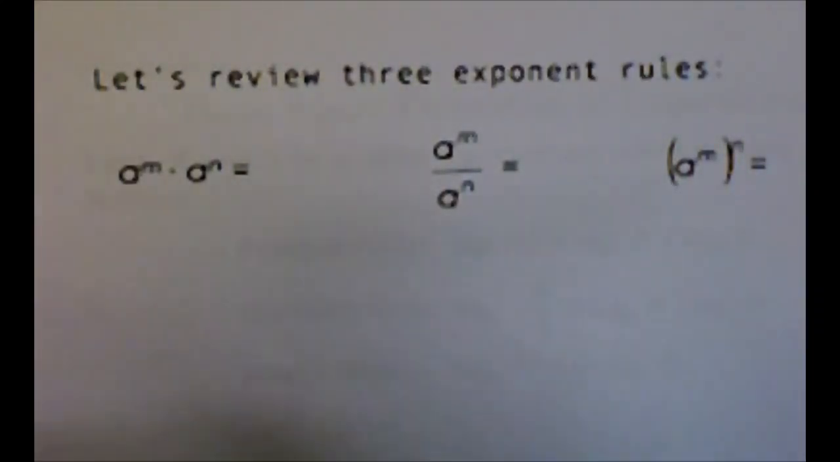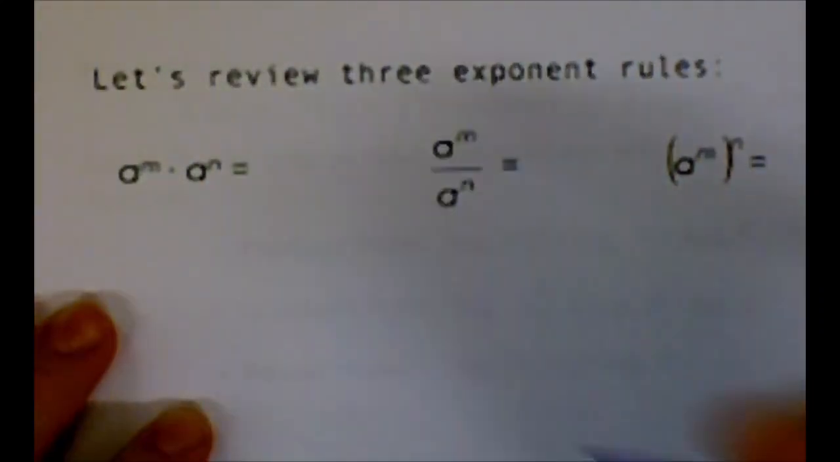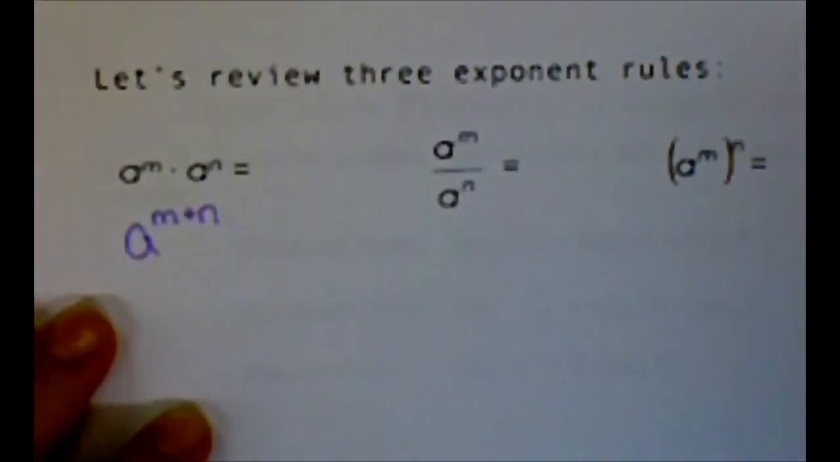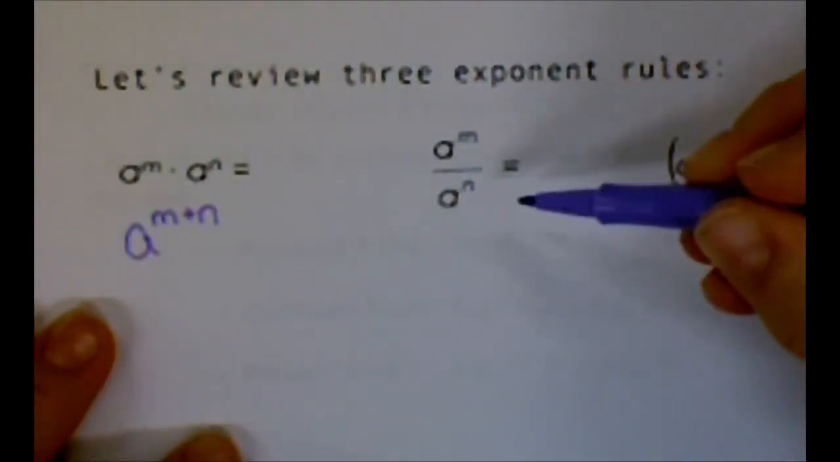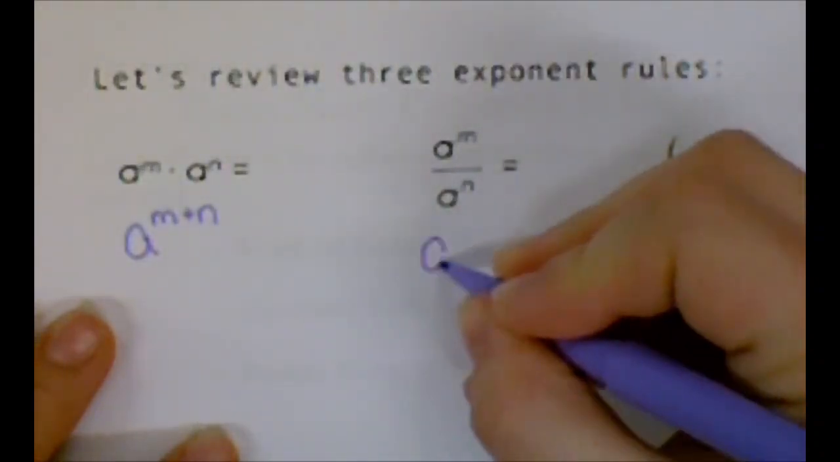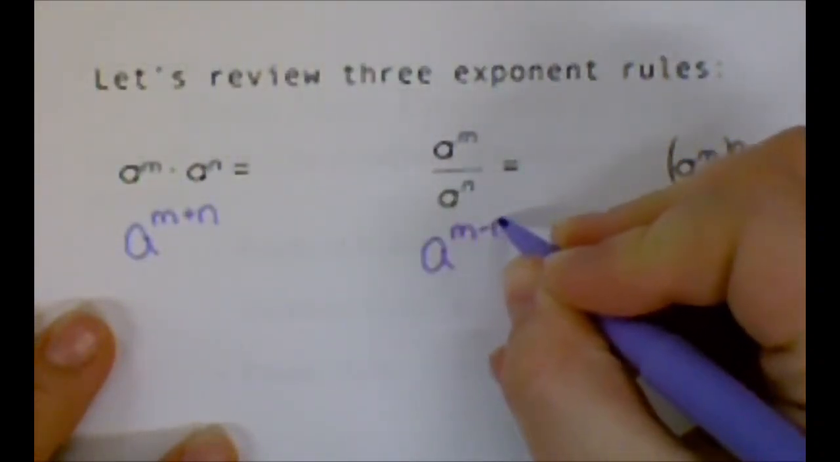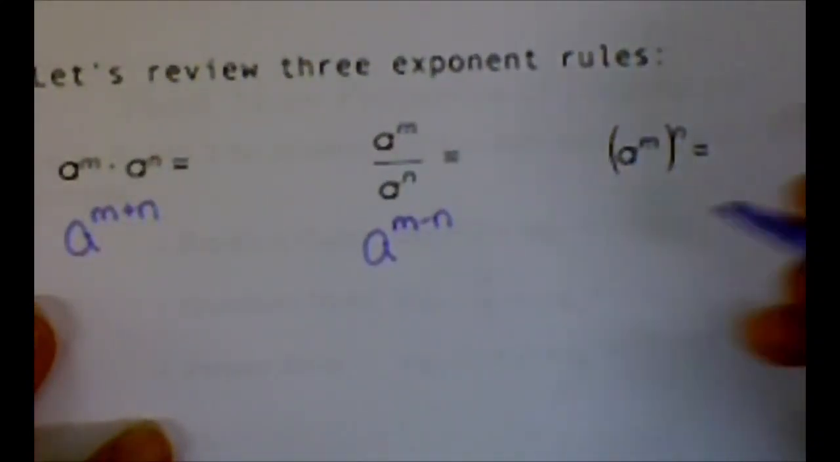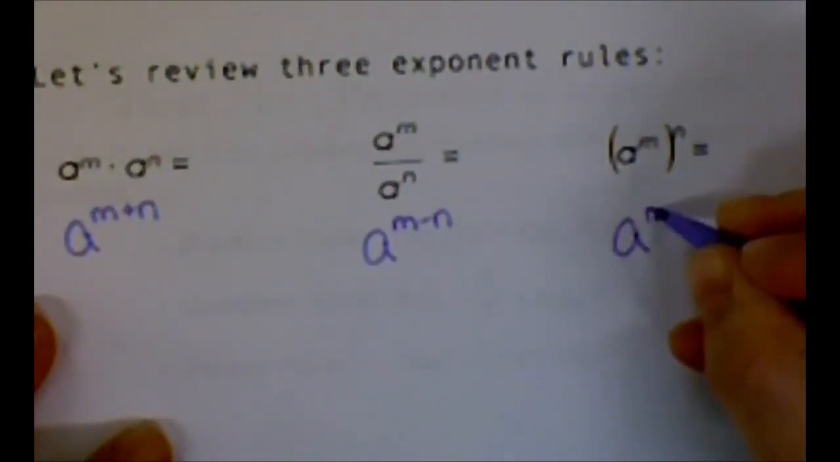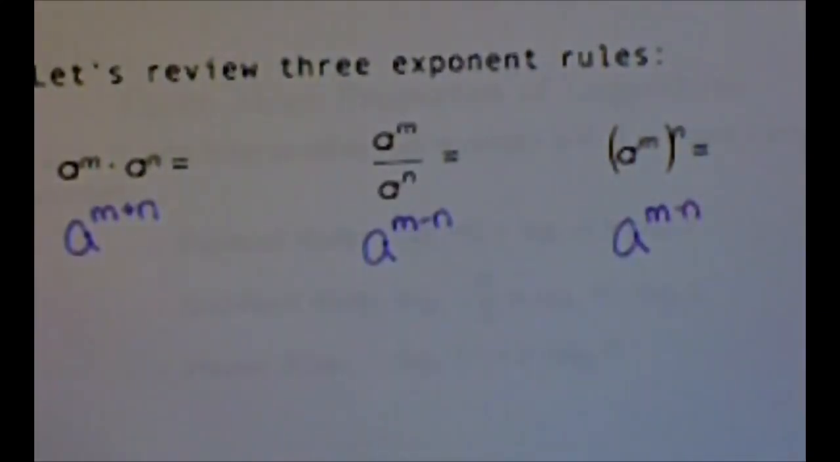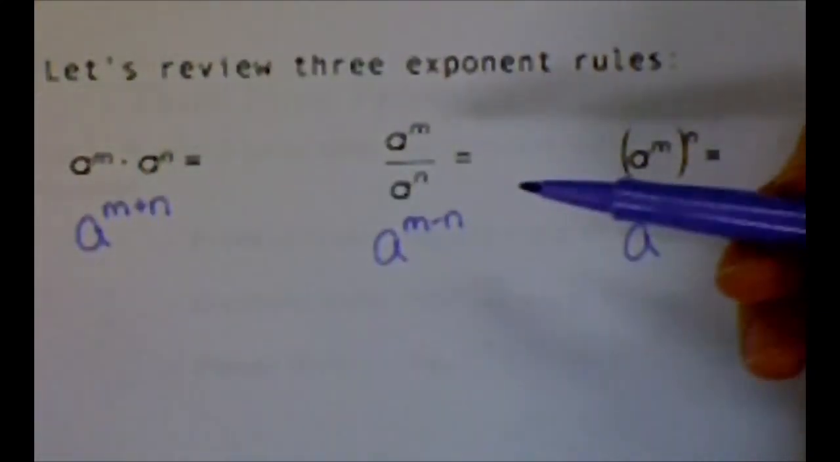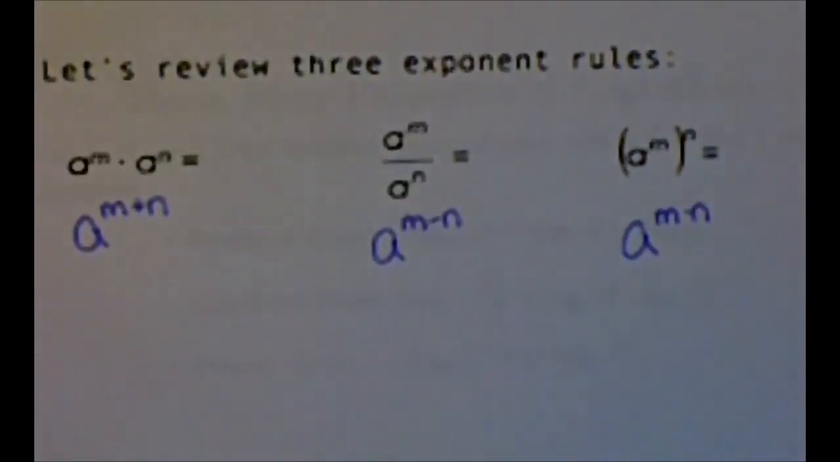A to the m power times a to the n power. If the bases are the same, then we can add those exponents. A to the m power divided by a to the n power. Bases are the same, we can subtract those exponents, top minus bottom. A to the m power to the n power. We are going to multiply those exponents as so. Power to a power, we multiply. Division, we subtract. Multiplication, we add the exponents.